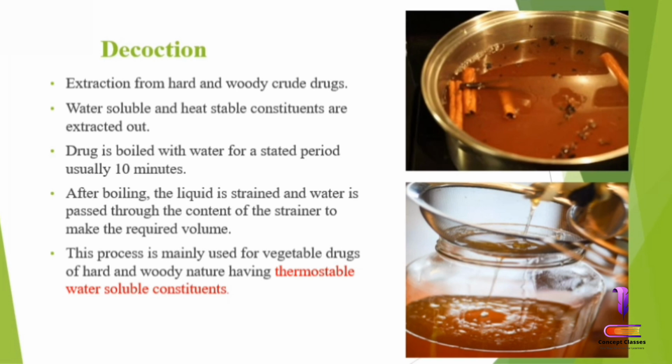Now what happens in decoction? The drug is boiled with water for a stated period of time, usually 10 minutes, and after boiling, the liquid is strained. This process is mainly used for vegetable drugs of hard and woody nature, as I've already mentioned, and they should be thermostable and should have water soluble constituents.